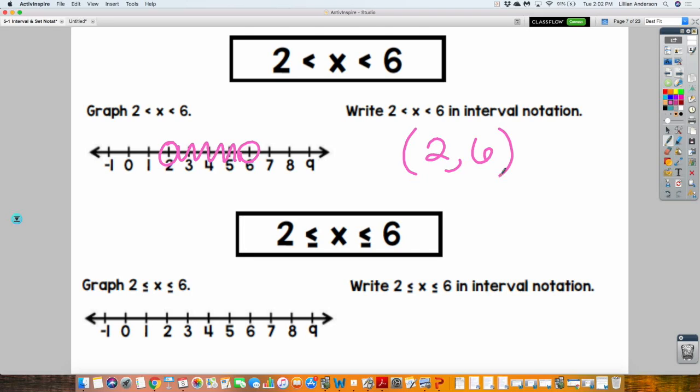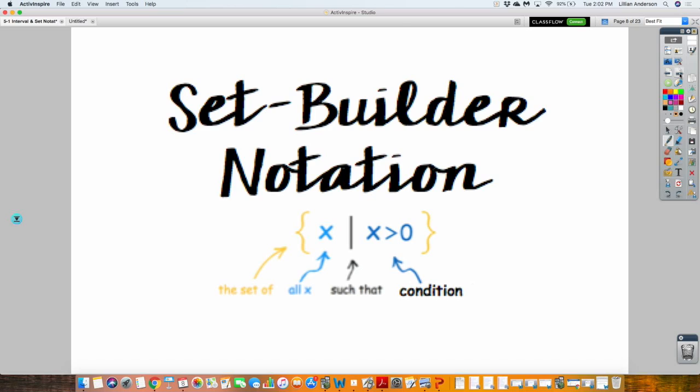What's the difference between the top one and the bottom one? Closed circles, which means it's going to be brackets because it is defined at 2 and it is defined at 6. Please make sure that I can tell your square brackets from your parentheses. Don't make them curved brackets. Those are considered parentheses, okay? Questions on writing in interval notation? Yes? Good stuff. Let's go to something new.